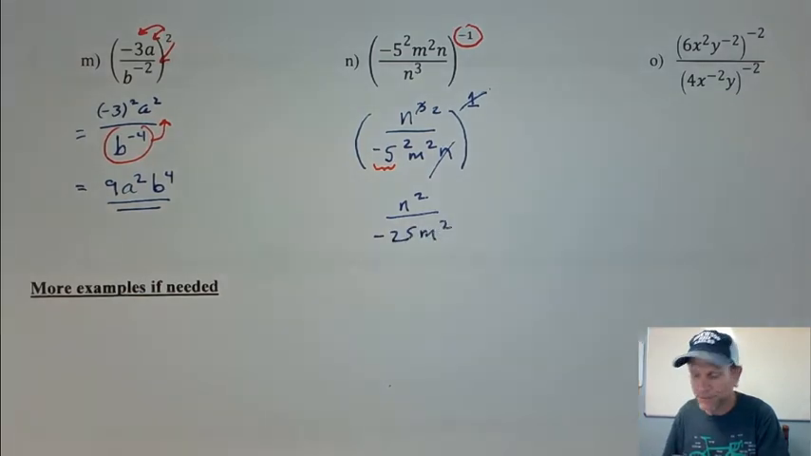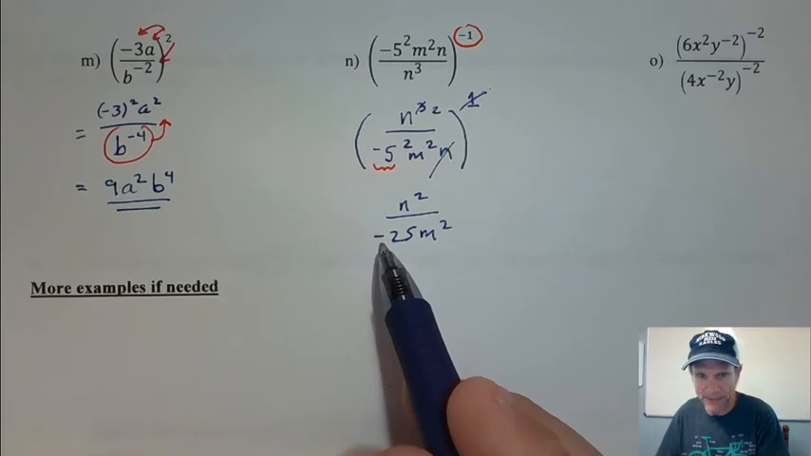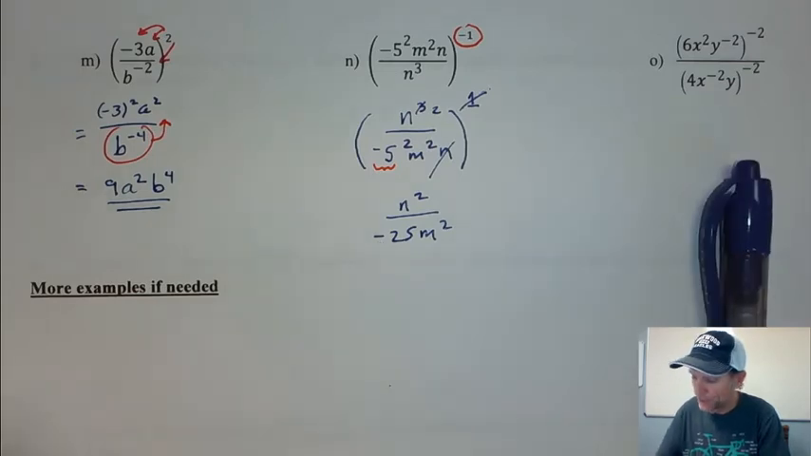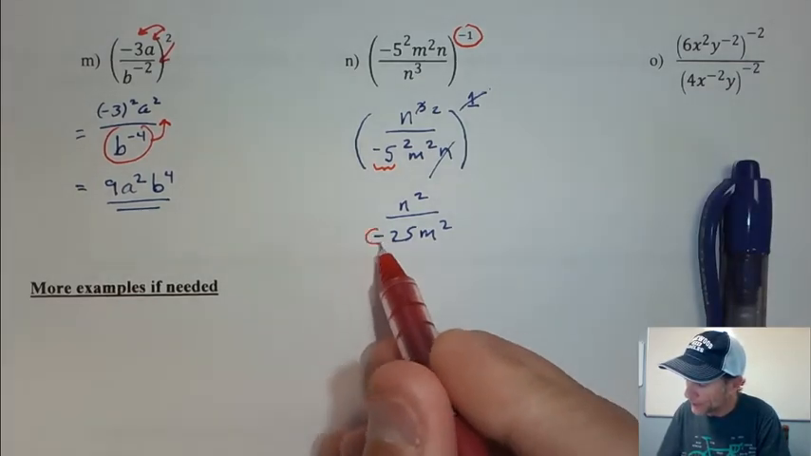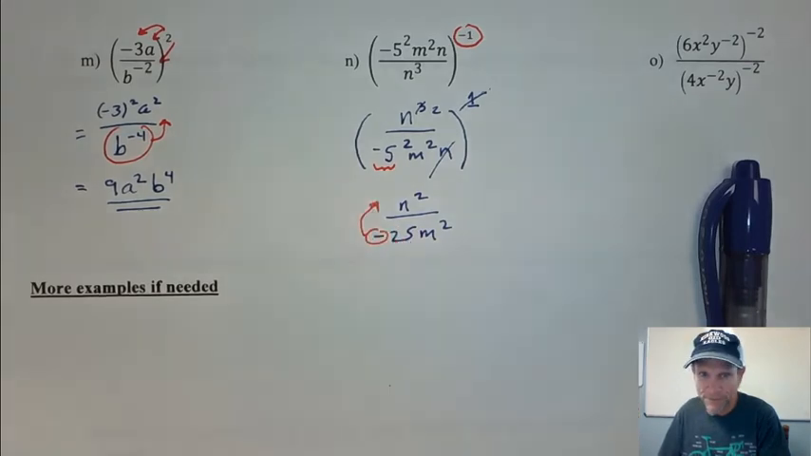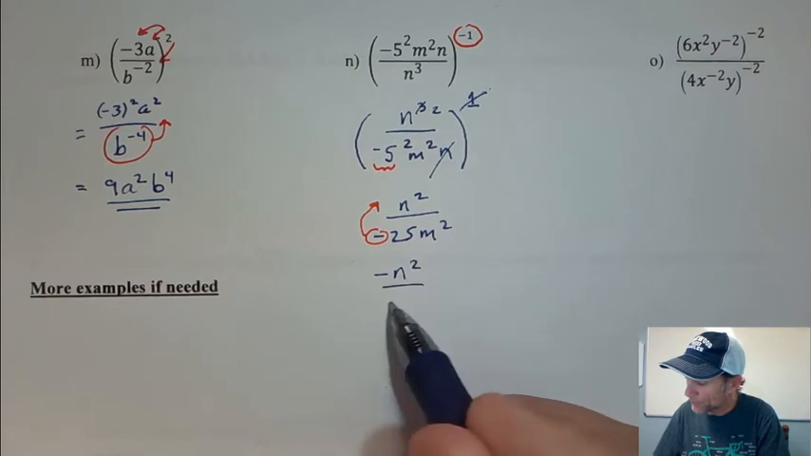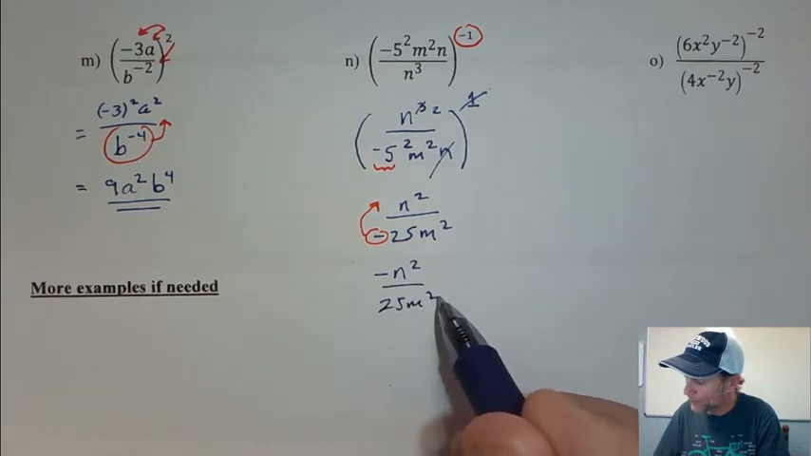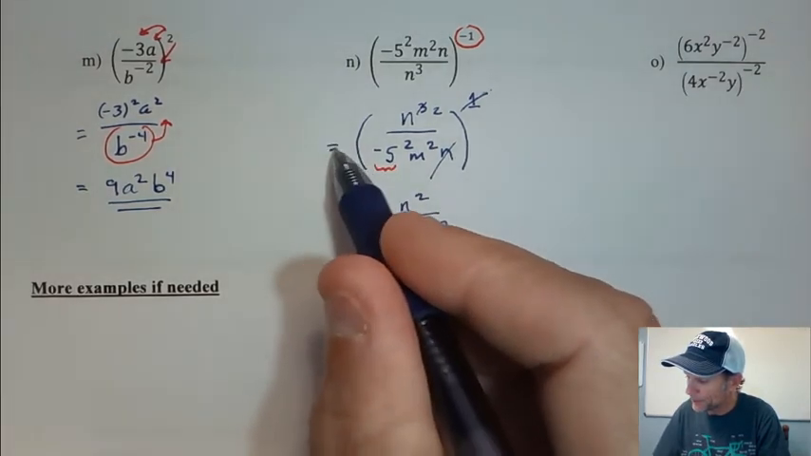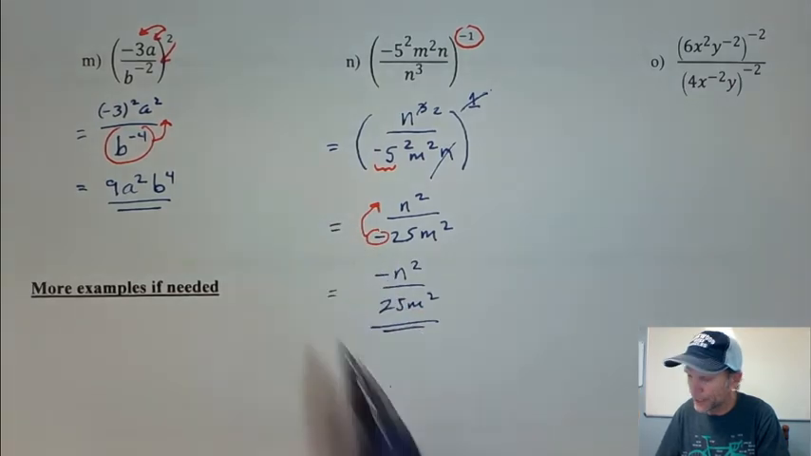If you try to type this into the Hawk system, they might not like this negative sign here. And so what I can do is I can just take that negative sign and move it to the top of my fraction. Okay, so -n squared over 25 m squared. Okay, so maybe the hardest one on the sheet, I think.